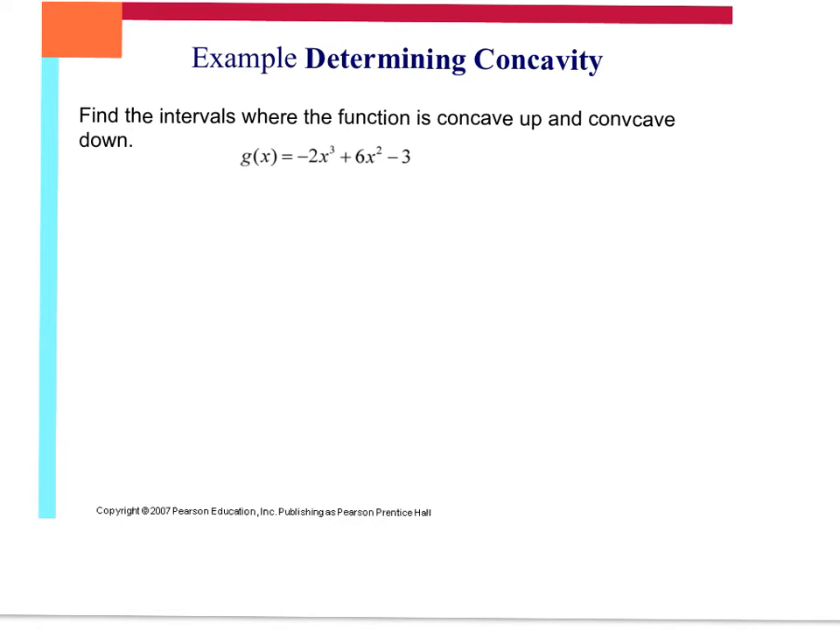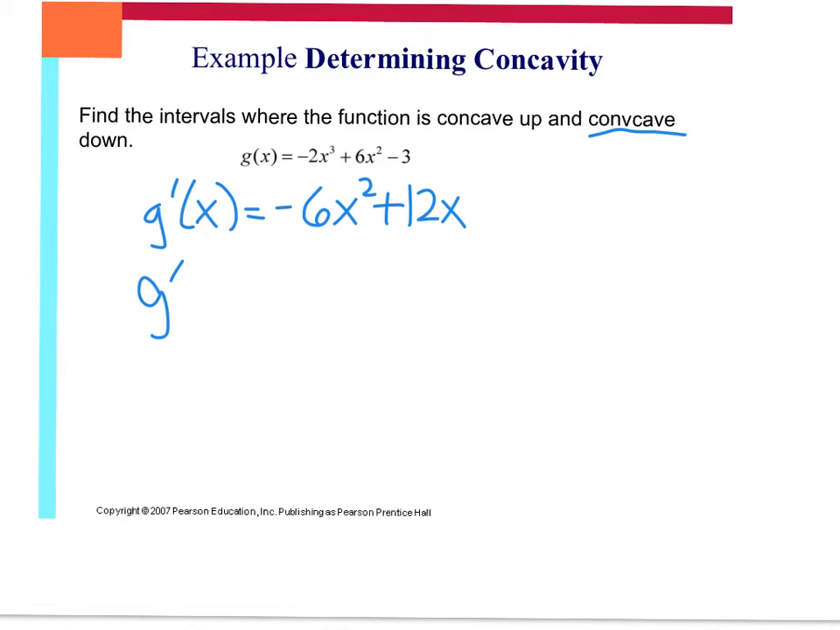So now if we look at an example where we need to determine whether the function is concave up or concave down, whoa, that's an interesting spelling of concave, we have to find the second derivative. Well, let's first find the first derivative, which is negative 6x squared plus 12x. And now let's find the second derivative, which would be negative 12x plus 12. Now, they didn't ask us for anything about the first derivative. They just want concavity. So now I need to decide whether it's positive or negative, the sign.